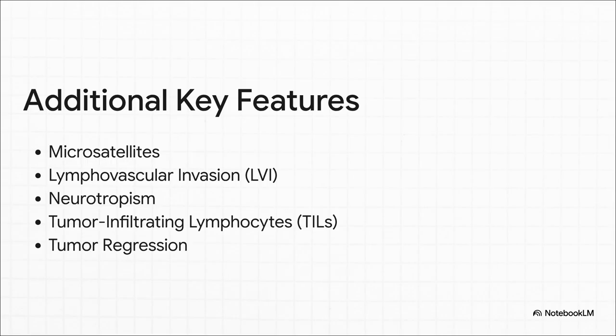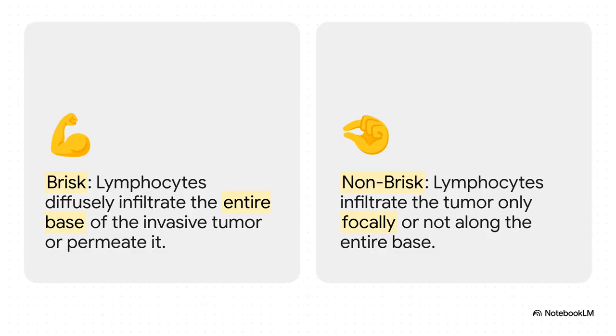Now, let's pause for a second on TILs, because they tell us this fascinating story about the patient's own immune system fighting back against the cancer. And the distinction here is absolutely crucial. A brisk response, which is a good sign, means you see lymphocytes swarming the entire base of the tumor. Non-brisk, on the other hand, means that immune response is just focal, kind of patchy. It's a subtle difference, but it's an important one to report.